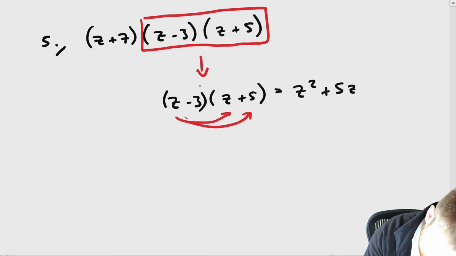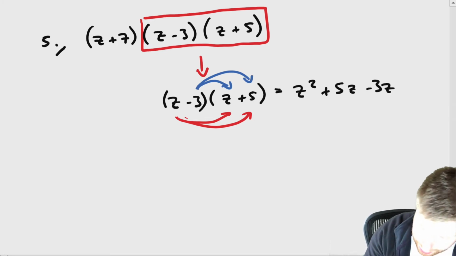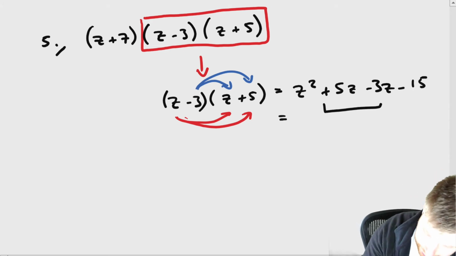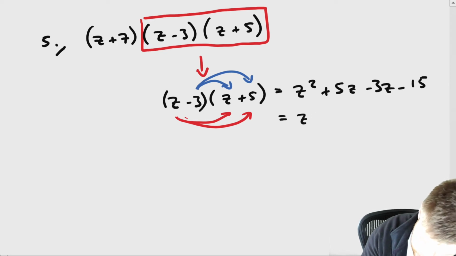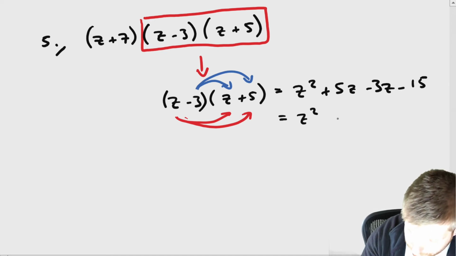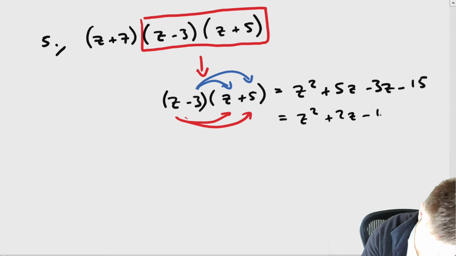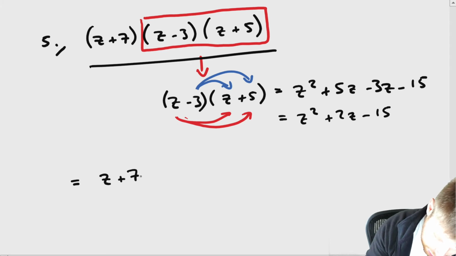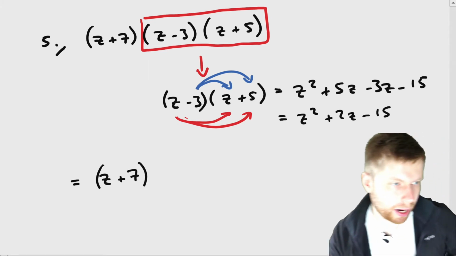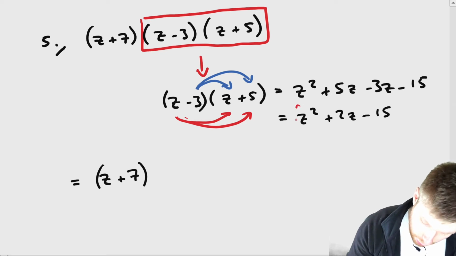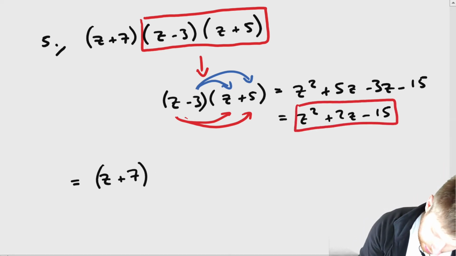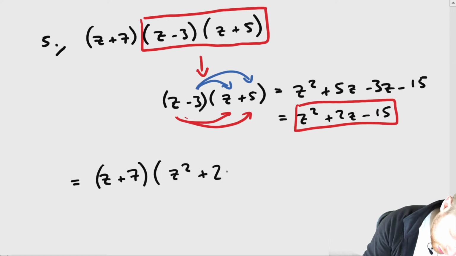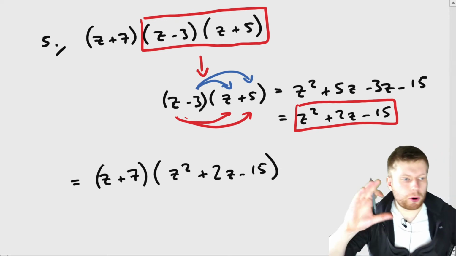Then I've got negative 3 meeting up with everything in the second bracket. So negative 3 times z is negative 3z. And negative 3 times positive 5, that makes negative 15. Then just finally simplify, collect together these like terms in the middle. So we've got z squared, and then we've got positive 5z, take away 3z, that's positive 2z, and then minus 15. So in other words, I can write this thing up here as z plus 7, haven't changed that first bracket. But the second two brackets, the one I've highlighted in red, can be just rewritten as this. So we've got z squared plus 2z minus 15. Just please make sure you put all that in a bracket.